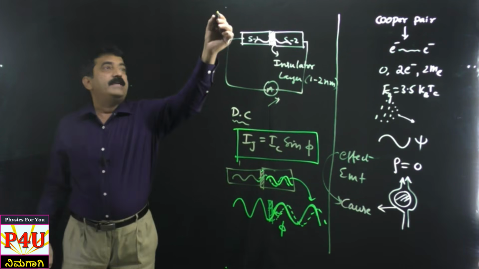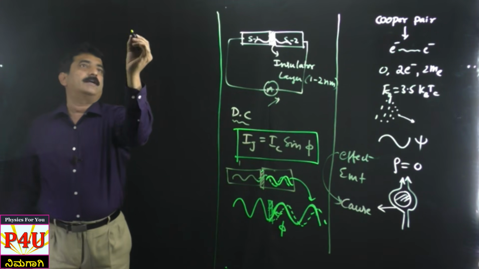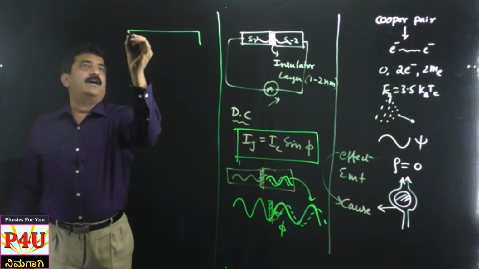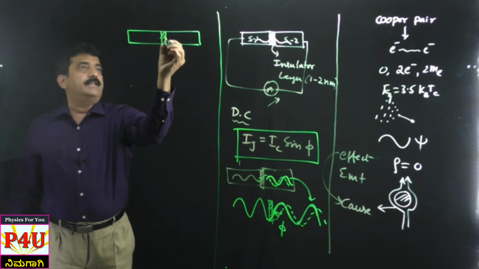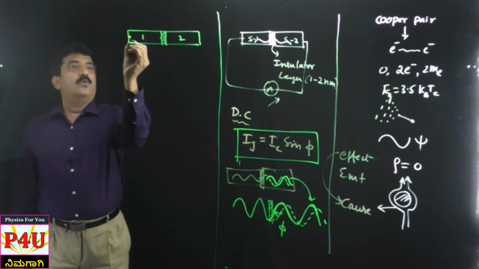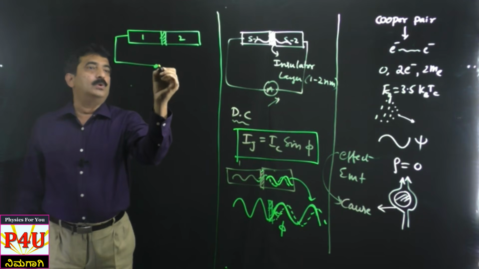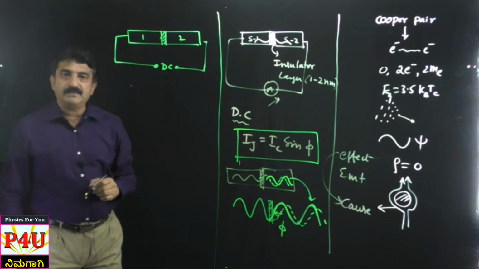Now coming to the AC Josephson effect. I consider the same diagram. Well, here I have two superconductors separated by a thin insulating layer, superconductor 1 and 2. Now I connect this to a DC power supply. You know what happens now?